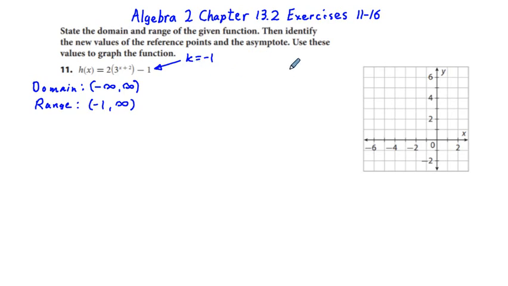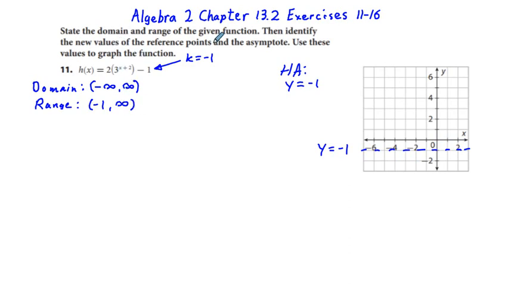The horizontal asymptote, I'm going to write this over on the right, is going to be the equation y is equal to k, or -1. So I'm going to draw a dashed horizontal line here at y equals -1. So y equals -1.